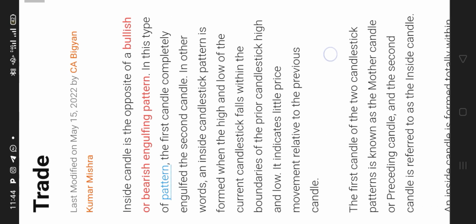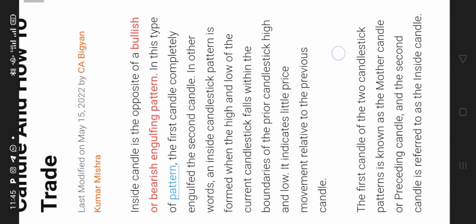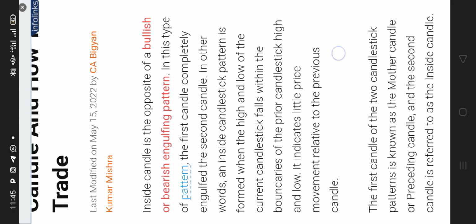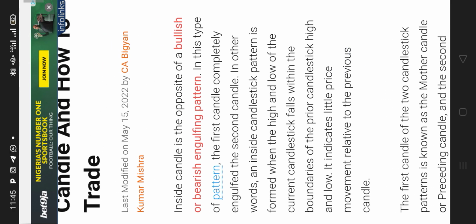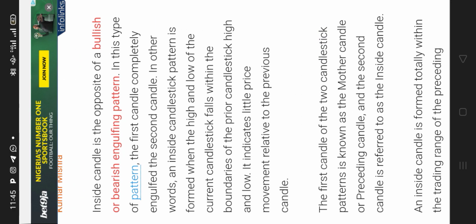So now the inside candle is the opposite of the bullish or bearish engulfing pattern. In that pattern, the first candle completely engulfs the second candle. In other words, an inside candlestick pattern is formed where the high and low of the current candlestick form within the boundaries of the prior candlestick's high and low.